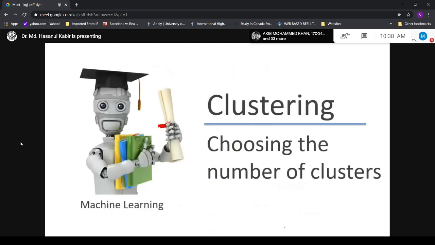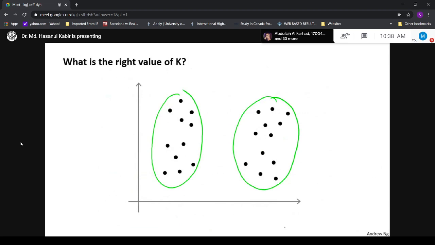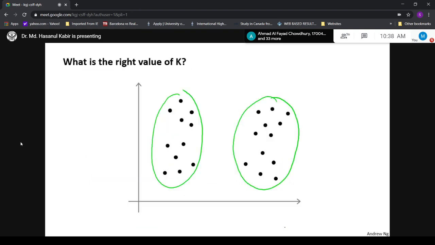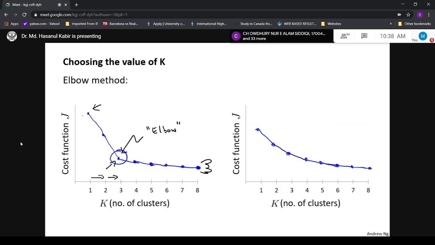Now the basic question is, how do we choose the right value of k? That means choosing the right number of clusters. For example, in this data, we can see that two clusters are here, but someone might say that here we have one cluster and here we have another cluster. So we have to run this k-means algorithm for different values of k.